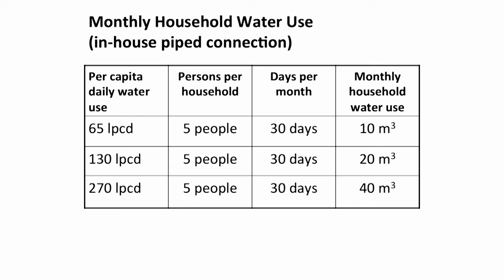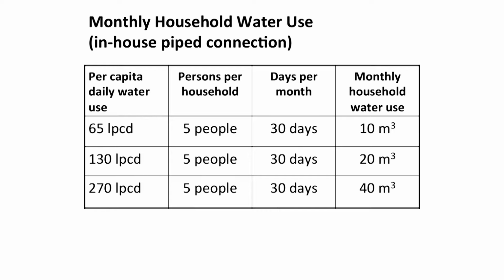Now, to get a better sense of what costs per cubic meter mean at the household level, let's next look at how many cubic meters households with pipe connections typically use. The amount of water a household uses depends on several factors, including the number of household members. For purposes of illustration, let's assume 5 members per household and look at 3 fairly typical amounts of water used per capita per day. A person living in a household with a piped water connection will rarely use less than 65 liters per capita per day.